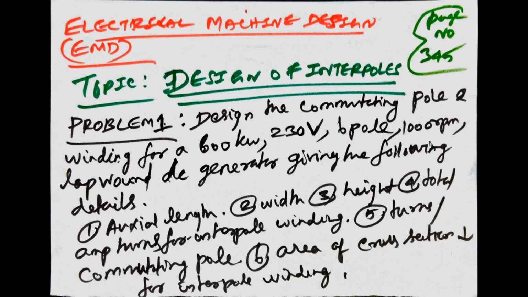Problem 1. Design the commutating pole and winding for a 600 kW, 230 volt, 6 pole, 1000 RPM lap wound DC generator, giving the following details: first, axial length; second, width; third, height; fourth, total ampere turns for interpole winding; fifth, turns per commutating pole; sixth, cross sectional area of interpole winding.